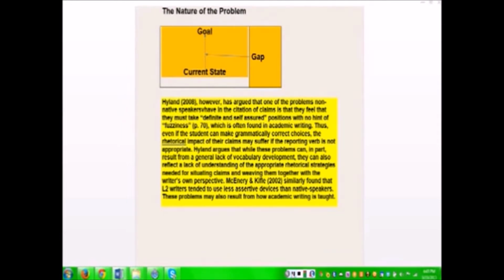Therefore, the goal, even though I may not explicitly state the goal, is that writers need to take a variety of stances, not always clear-cut, sometimes more fuzzy in Hyland's terms, toward the claims that they're making, and therefore it is important to choose the most appropriate reporting verb in order to express the preciseness of that position.